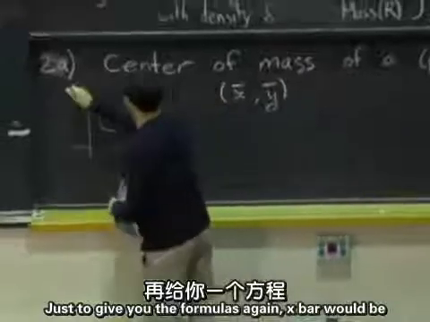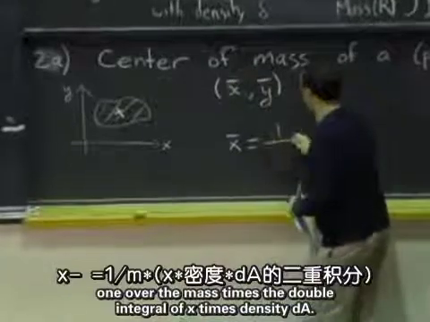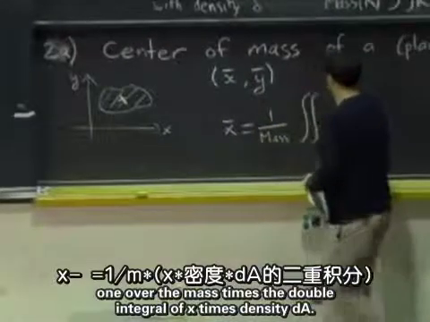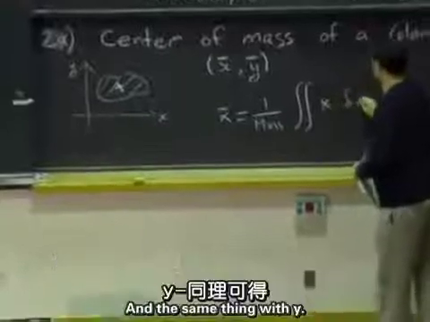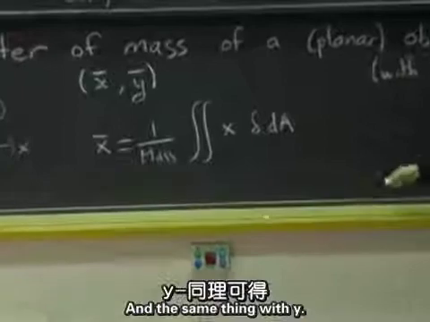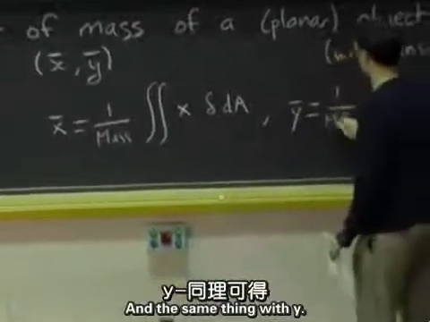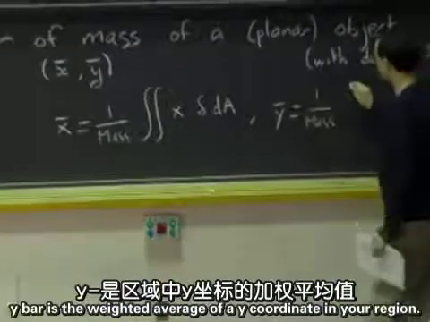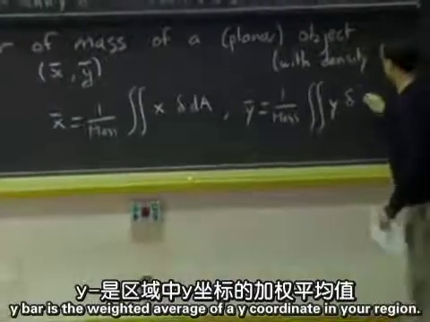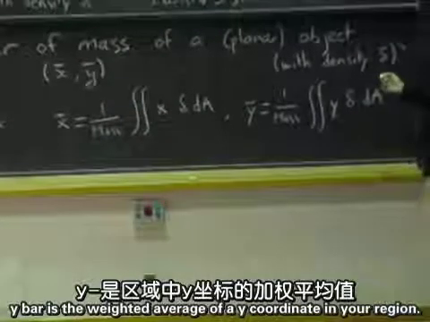So just to give the formulas again, x bar would be 1 over the mass times the double integral of x times density dA. Okay, and same thing with y. Y bar is the weighted average of the y coordinate in your region.